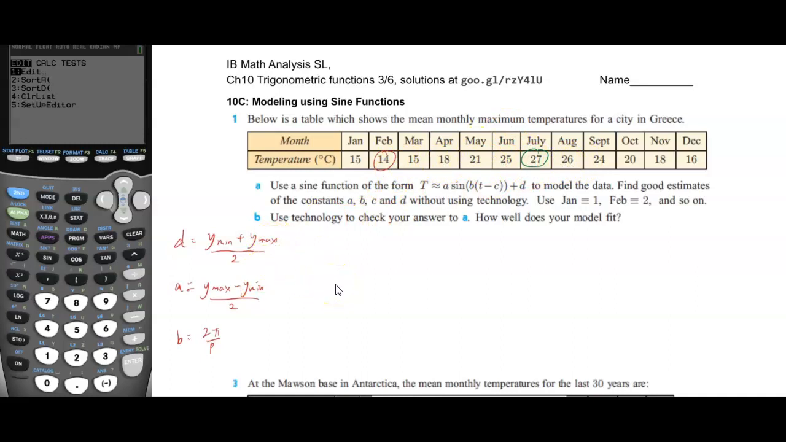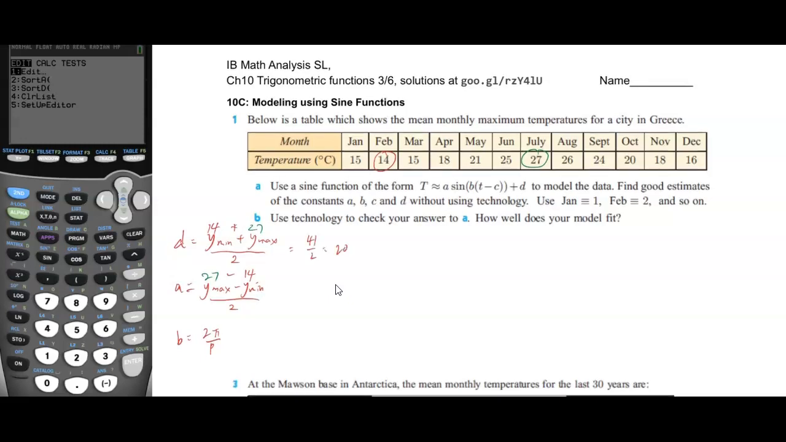So D is going to be the minimum value and the maximum value added together. So I'm going to put the 27 down. I'm just going to go ahead and put it there too, so I don't need to change colors later. And the minimum value is 14. Okay, so this would be 14 plus 27 divided by 2. 14 plus 27, that would be 41, I think, divided by 2. So D is equal to 20.5. The A value is going to be 27 minus 14 is 13 divided by 2, which is going to be 6.5.